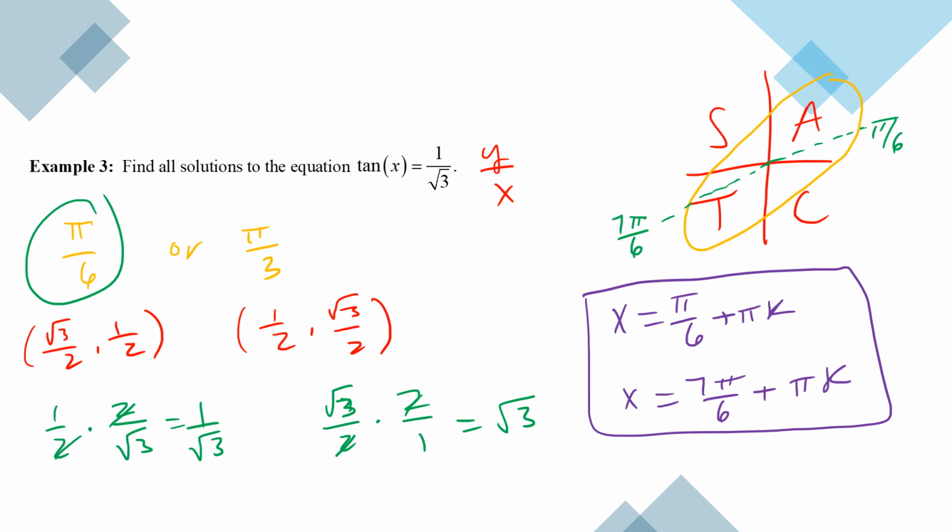Can the square root of 3 divided by 3 also be 1 over the square root of 3? Yes, that's the rationalized answer. So this is the irrational one that they gave you. Whether it said square root of 3 over 3 or this, these are equivalent.